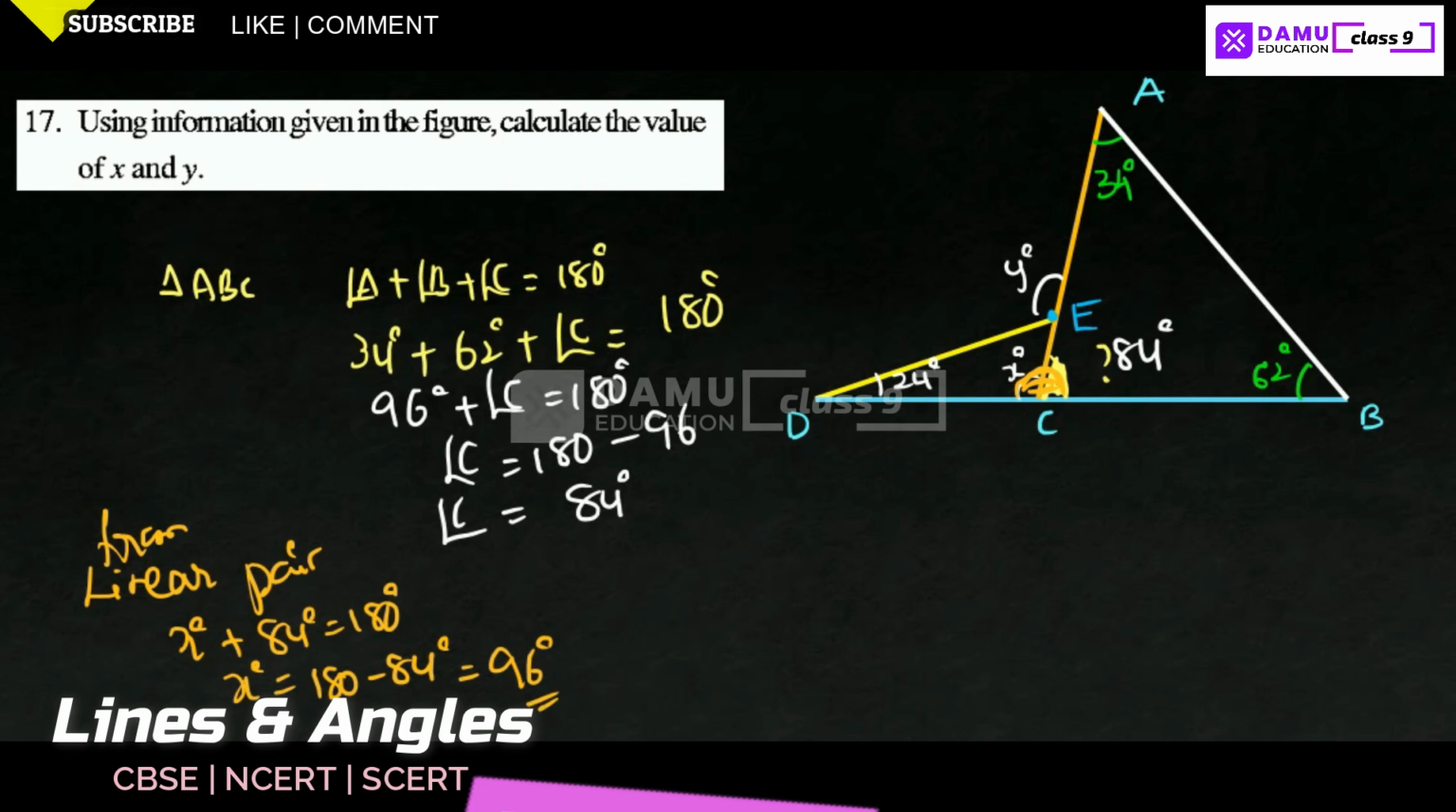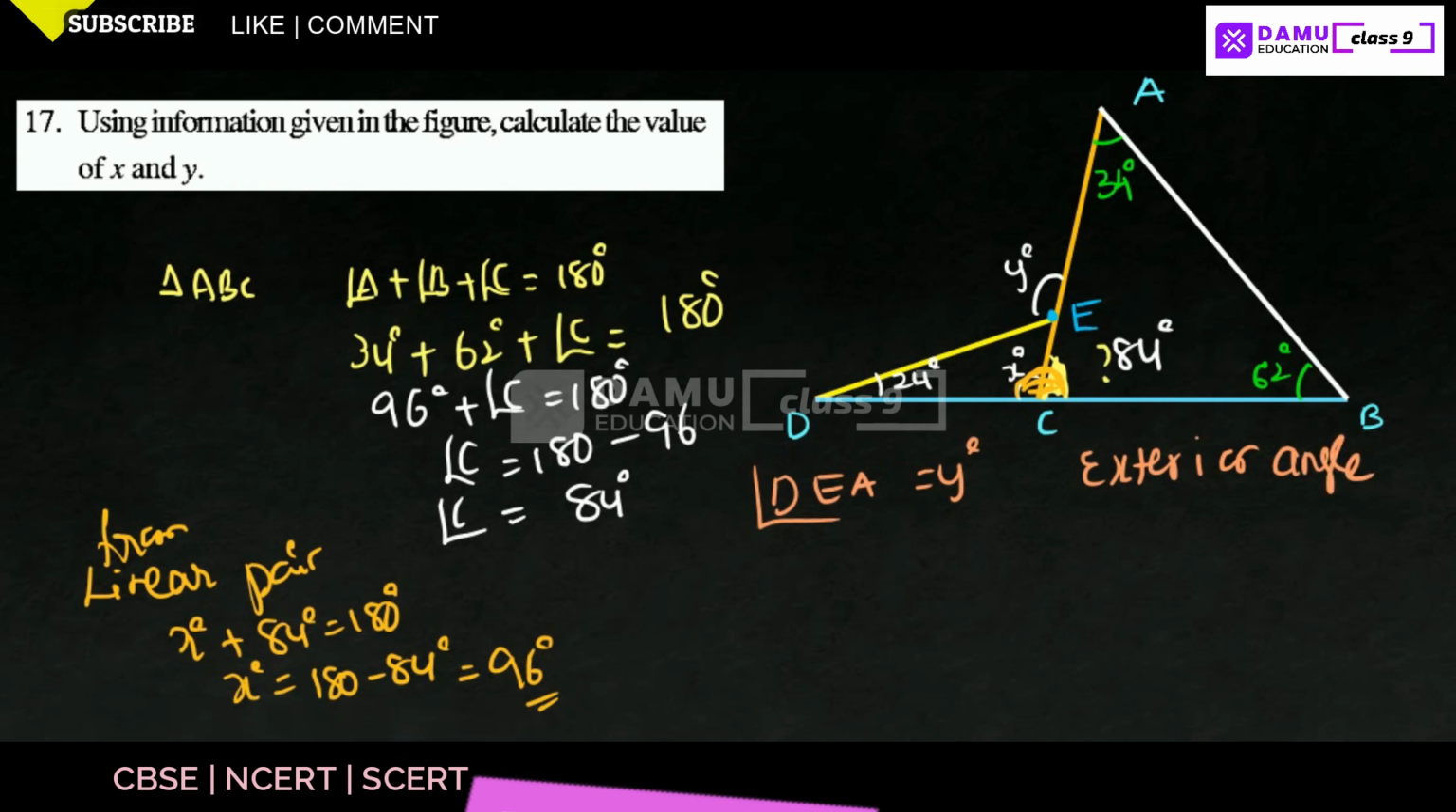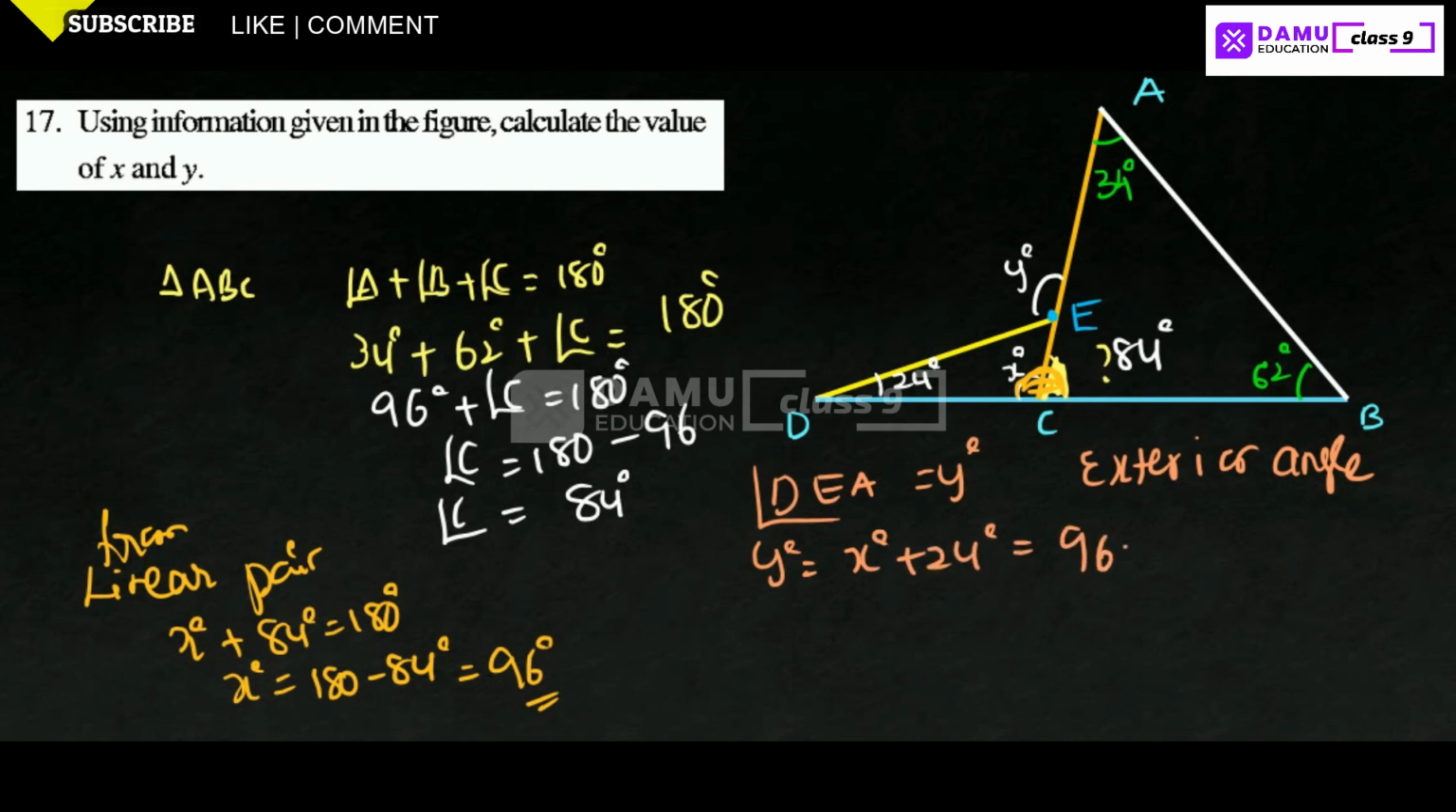And y degrees: let's consider angle DEA, that will be equal to y degrees, from the exterior angle property. The exterior angle is equal to the sum of the interior opposite angles. So y degrees will be equal to x degrees plus 24 degrees, then x degrees is 96, so 96 plus 24 will be equal to 120 degrees. So y is 120 degrees.